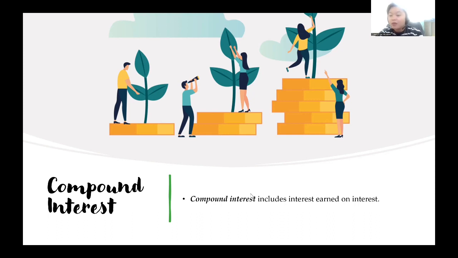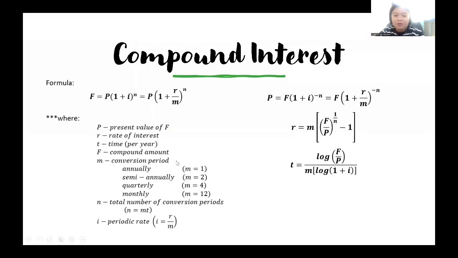This is especially good if you have an investment, but if it is a loan, not so much. Compound interest is actually exponential. You can see the exponent. It's an exponential equation, so the growth of your interest is very fast, unlike simple interest. We'll see the difference later.